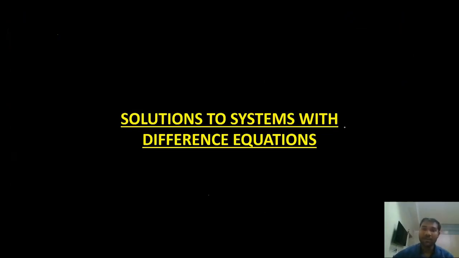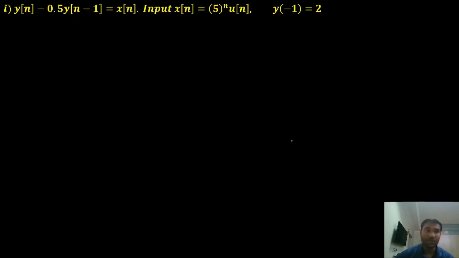The final topic in the Z transforms is solutions to systems with difference equations. So we'll have the difference equations for the given LTI systems, and we'll have to find the solutions to those systems. This is the difference equation given for the system, and the input x of n is given, and there are some initial conditions given. From this we need to find the solution to the system, that is, we have to find y of n.